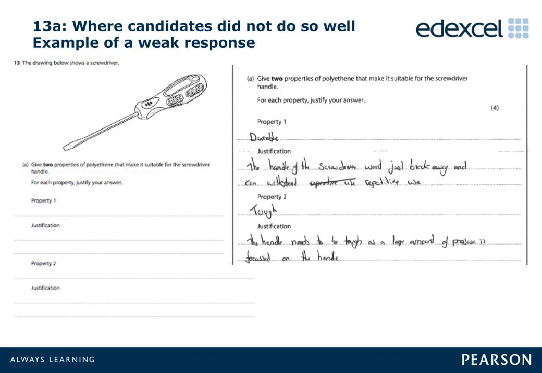We will now look at a few questions which candidates generally found difficult. The following slides pick out a few examples of responses where candidates underperformed generally across the cohort.